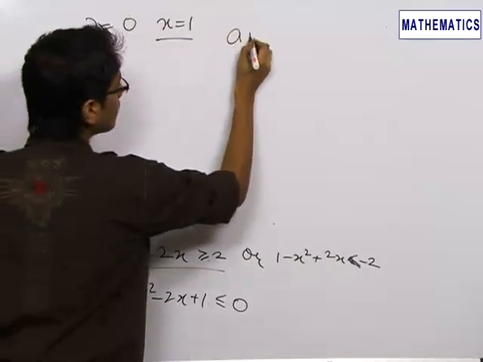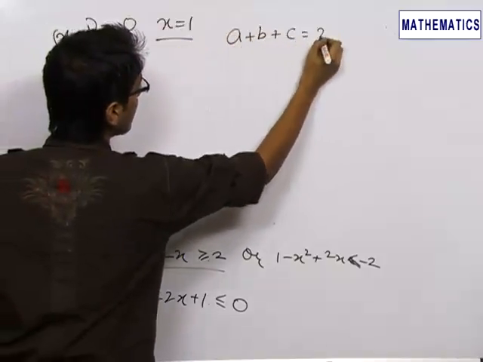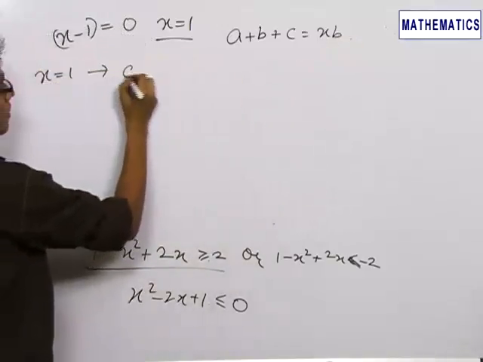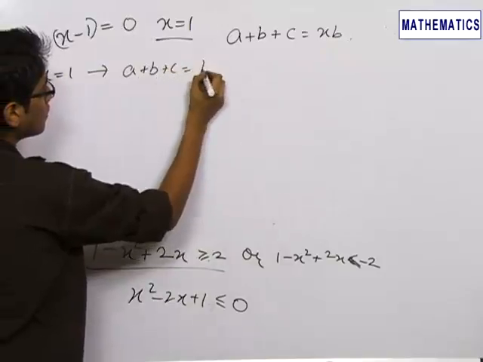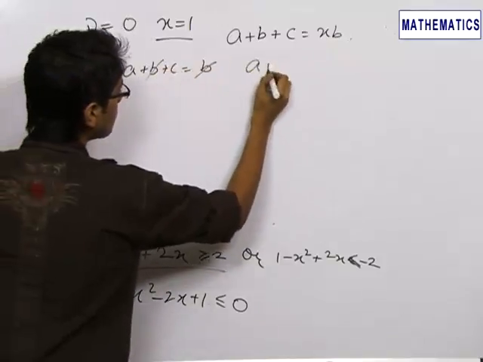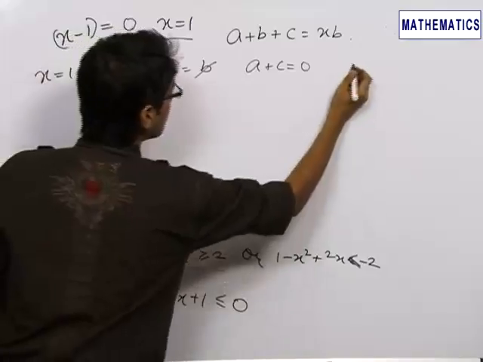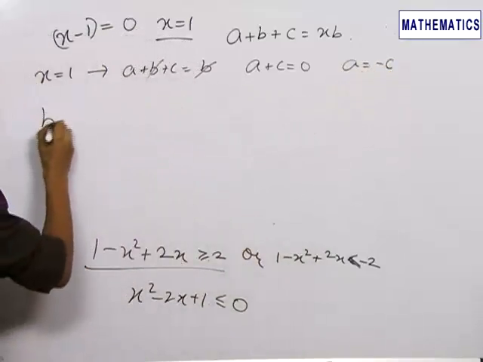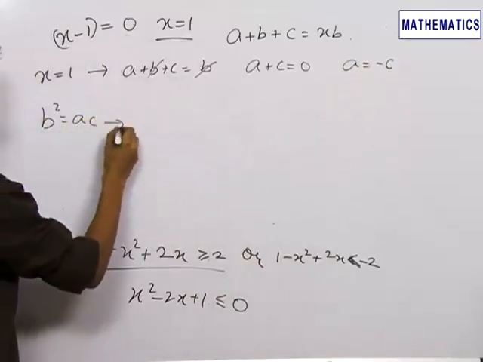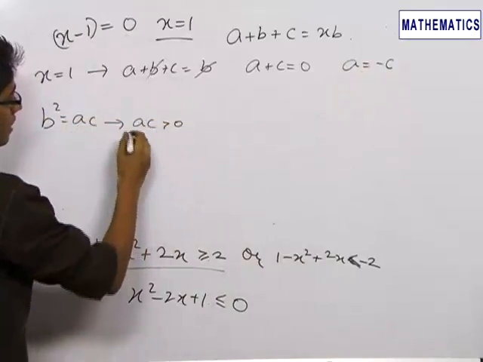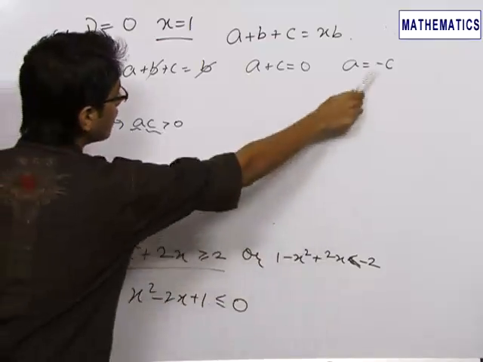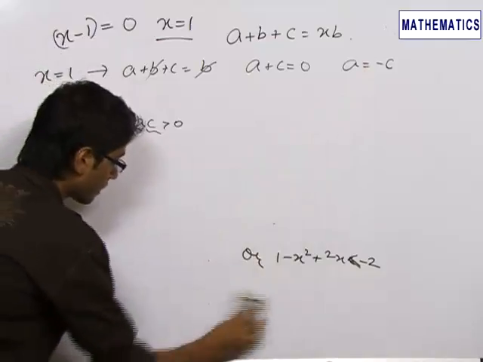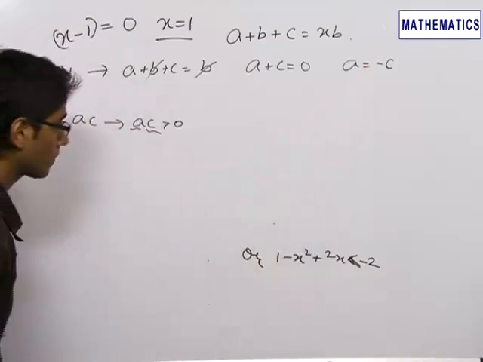But we know that a + b + c = x times b. x = 1 means a + b + c = b, which gives a + c = 0, or a = -c, which is totally rubbish because b² = ac gives ac is positive, hence a and c should have the same sign, and here it is given that a = -c, so this is totally rubbish. So x cannot be equal to 1.